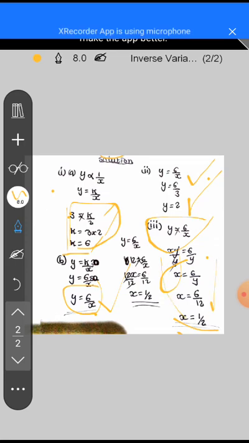We can also use this part by just replacing. What's the value of y? The value of y is equal to 12. 12 is equal to 6 over x. We cross multiply, we will have 12x is equal to 6. We divide both sides by 12 for us to know the value of x. So x is equal to 1 over 2.